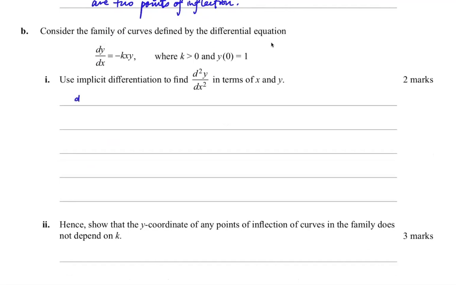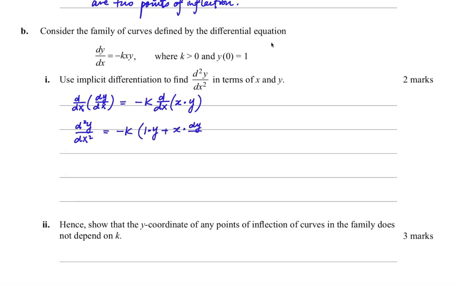So we are actually differentiating both sides. Notice that your left-hand side will be the second derivative. Your right-hand side, you need to use product rule. 1 times y plus x times dy dx, okay? This is how you derive it using product rule. Minus k times y plus x times dy dx, which is this guy here, minus kxy, okay?